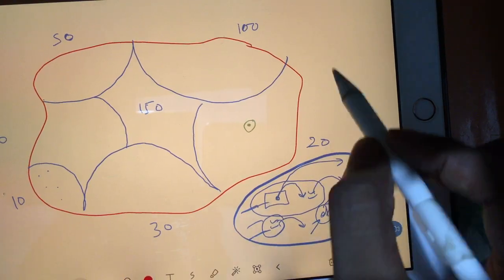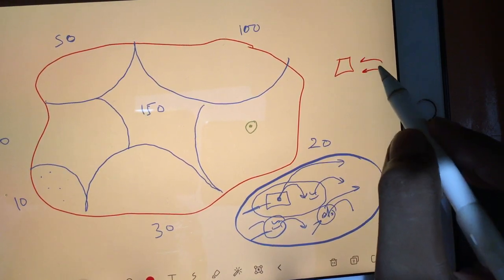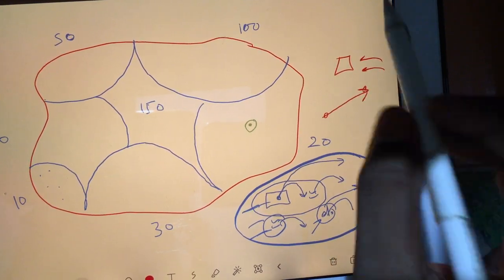So your pressure gradient will be a vector quantity, and you know whenever you have a vector quantity, you will have an initial point and a final point.